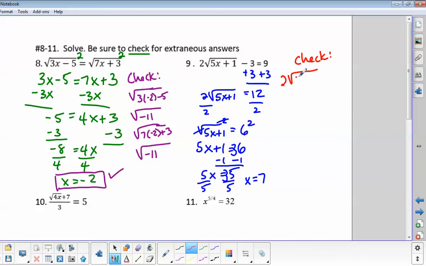2 square root 5 times 7 plus 1 minus 3 equals 9. So 5 times 7 is 35 plus 1 is 36. And the square root of 36 is 6. So 2 times 6 minus 3 equals 9. 12 minus 3 equals 9. So this is true. And your answer checks out.